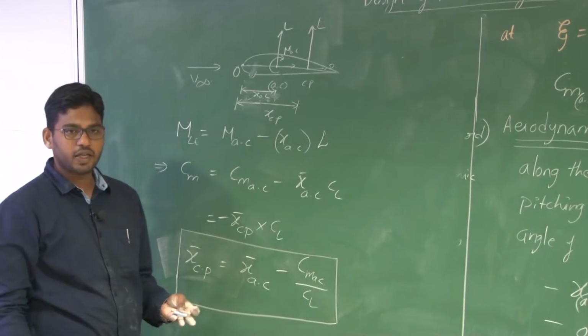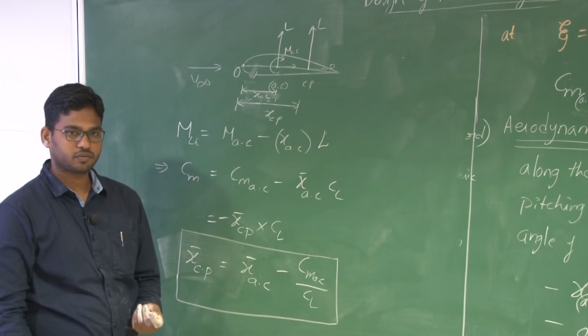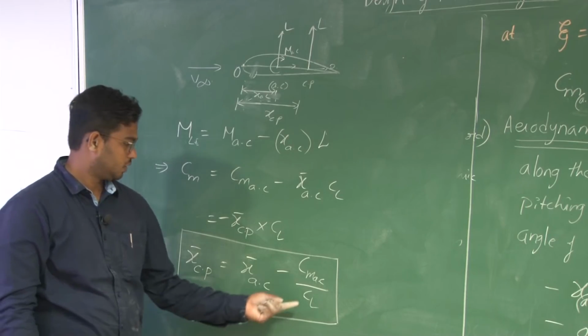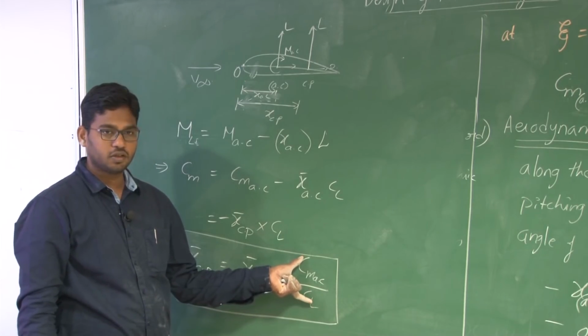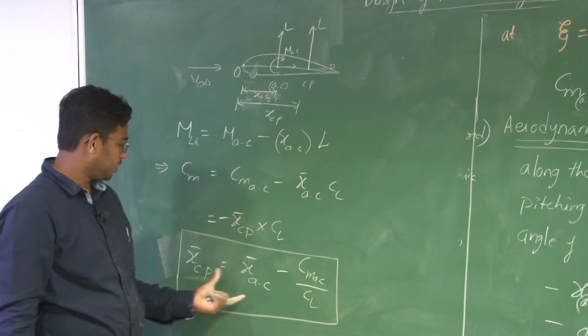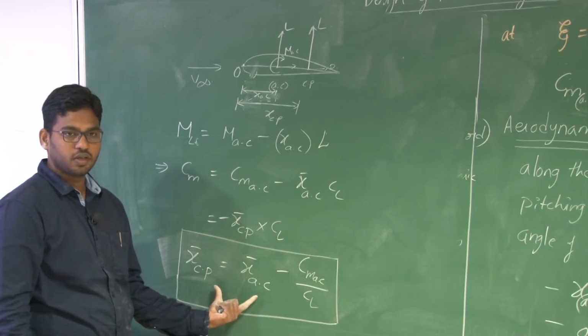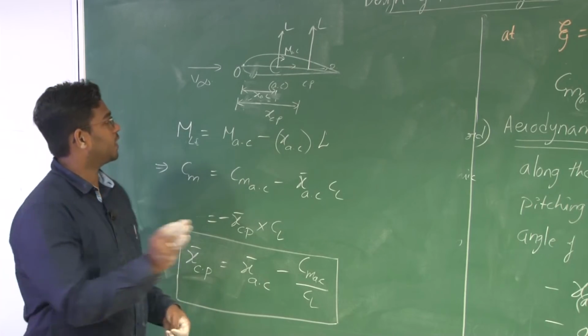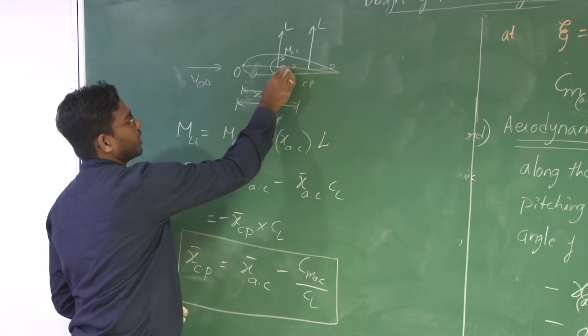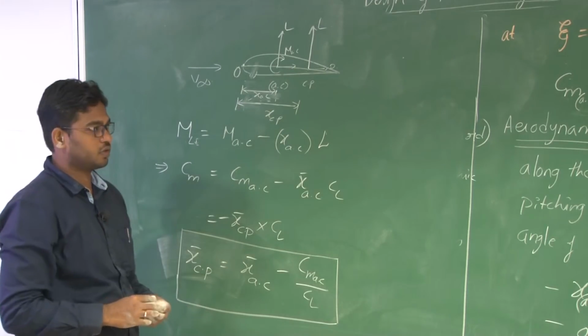Now as the angle of attack increases, what happens? CL will increase, so this quantity decreases. That means XCP becomes close to X aerodynamic center. So at higher angles of attack, the center of pressure will start moving towards the aerodynamic center.